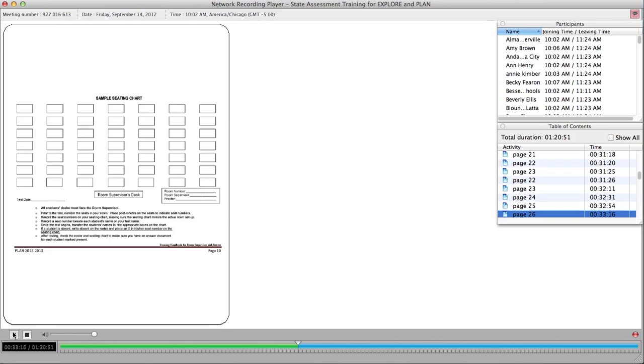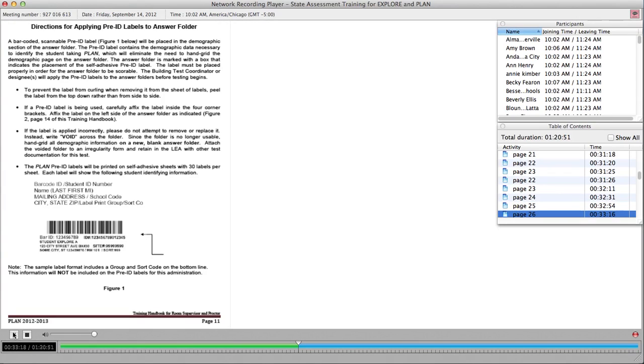Okay, the next page is directions for applying pre-ID labels to answer folder, and they give specific directions as to how they want that placed on the answer folder, including how you pull it from the sheet to keep it from curling. So if you would read those directions when placing those onto the answer folders, that would be helpful to you.